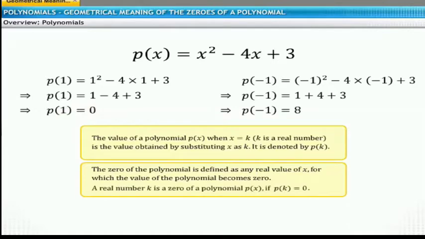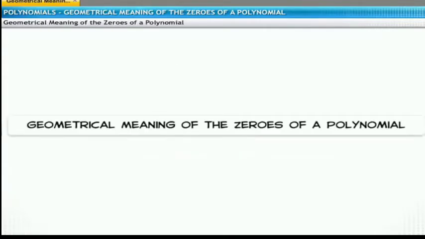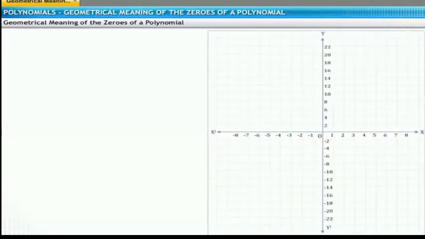So we can see p1 is the zeros of the polynomial, and it is defined as any real value of x for which we get the solution of that given polynomial as 0. Okay, now the geometrical representation of the polynomial.